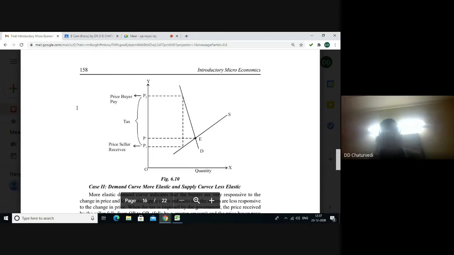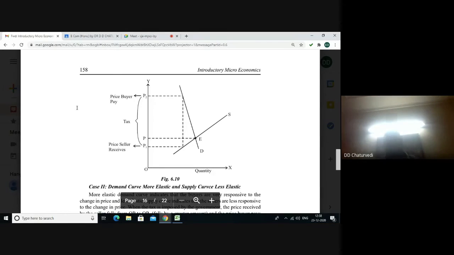So in this diagram, it is clear that the buyer is bearing PP1, rather I would say the buyer is bearing PP2 burden, whereas the seller is bearing the burden equal to PP1. The seller was supposed to receive OP price. The buyer was supposed to pay OP price before tax imposition. After imposition of the tax, the buyer is paying OP2, so PP2 is the burden on the buyer. That is the additional amount that the buyer has to pay.